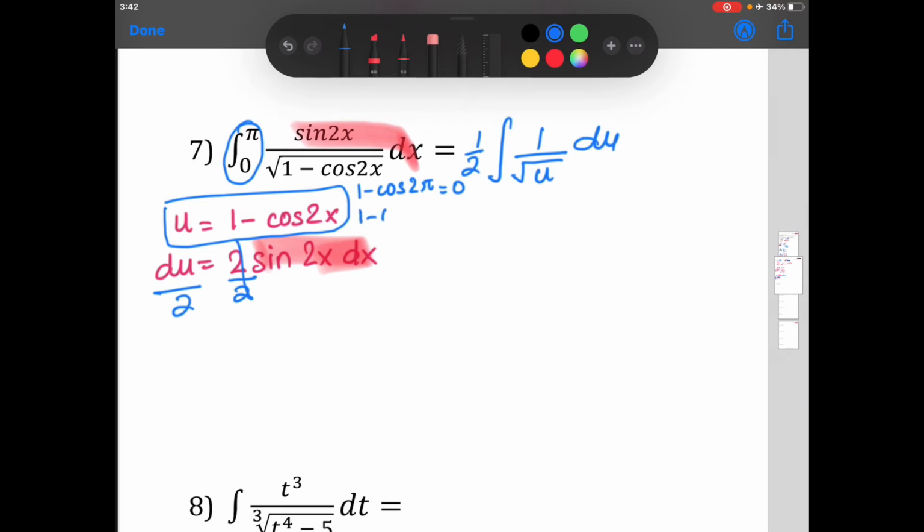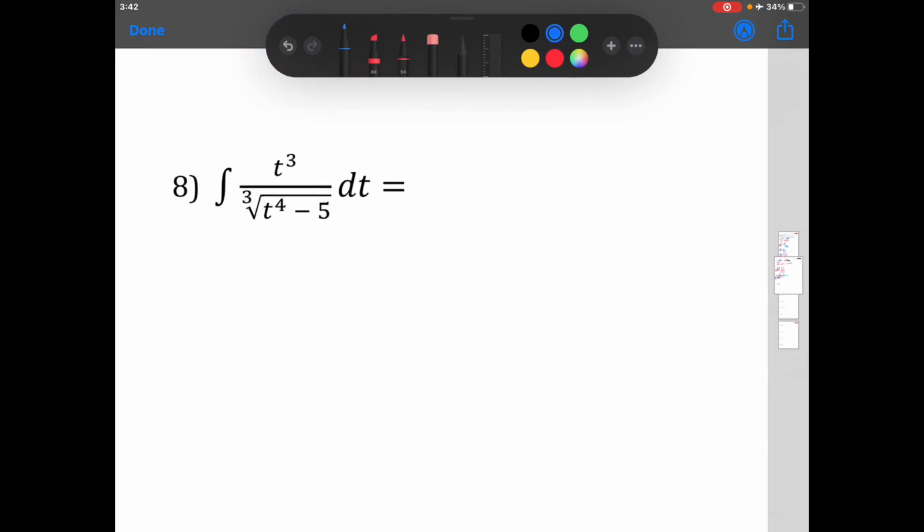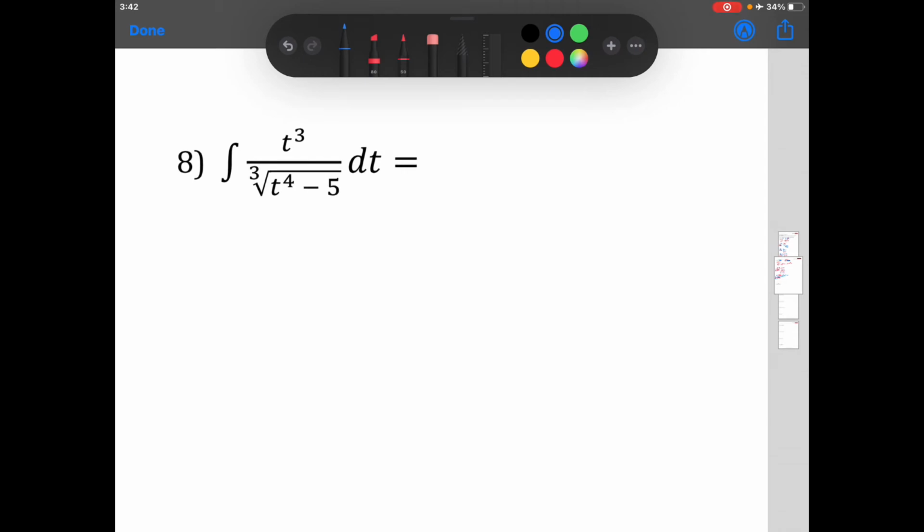Then the other one is 1 minus cosine of 0. Cosine of 0 is what? 1. So 1 minus 1 is 0. So your bounds are the same. What happens when your bounds are the same? The area under the curve is 0. So you don't even have to do the rest of the work. It is going to be 0. Okay? So the next one.